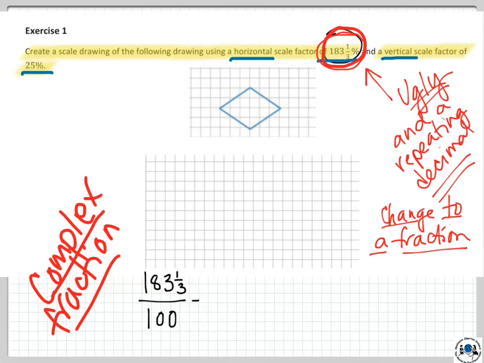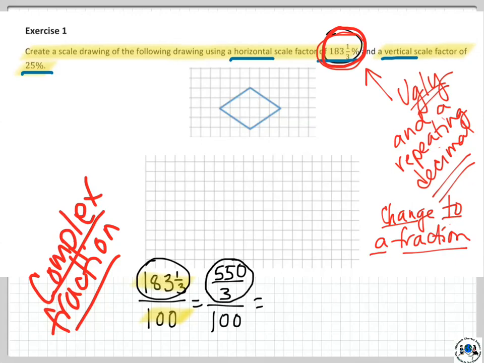Of course, what we've come to learn, and continue to learn, is that a fraction is the numerator divided by the denominator. So firstly, I took my numerator here, which was a mixed number, 183 and 1/3, and changed it to an improper fraction, which is going to become a lot easier to manage. So I have 550 over 3, over 100.